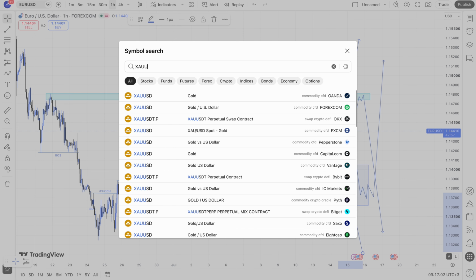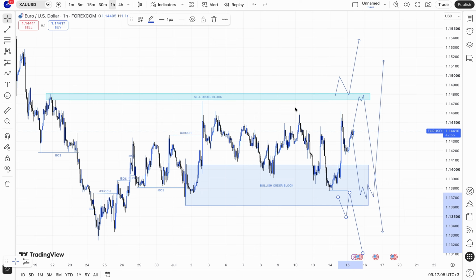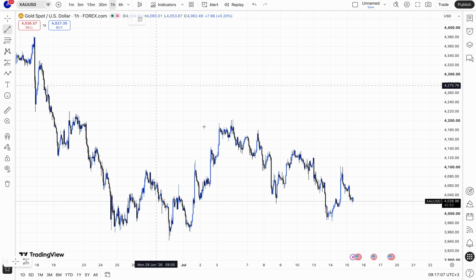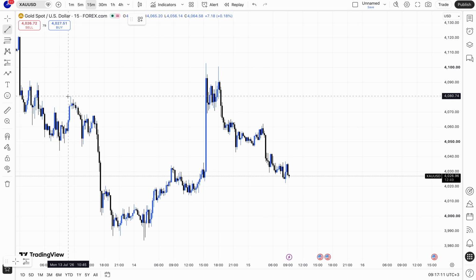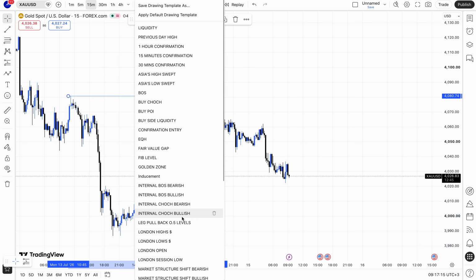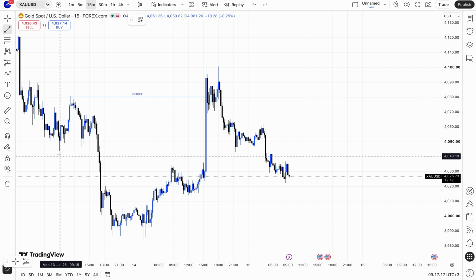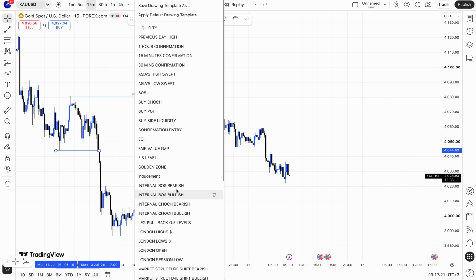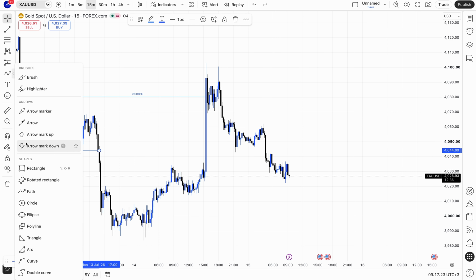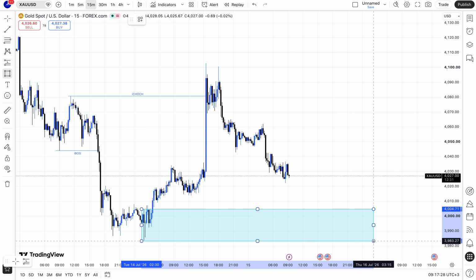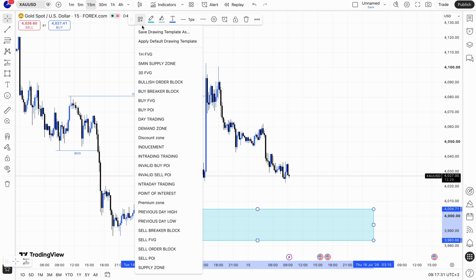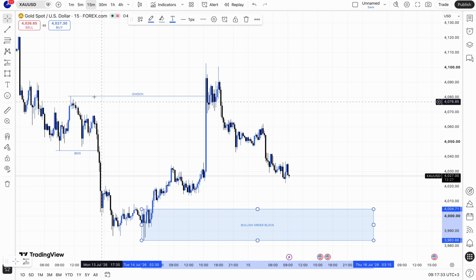Then for gold, super simple. From here, the price is moving up, you can see, and hit our last break of structure to the upside. It was a change of character because we had our break of structure to the downside from here. So this is our break of structure. Then we had our order block.